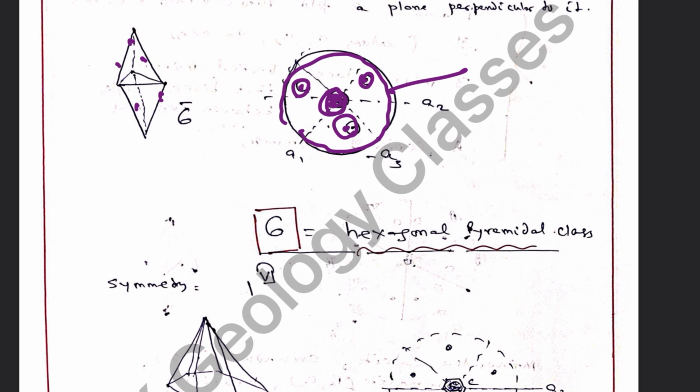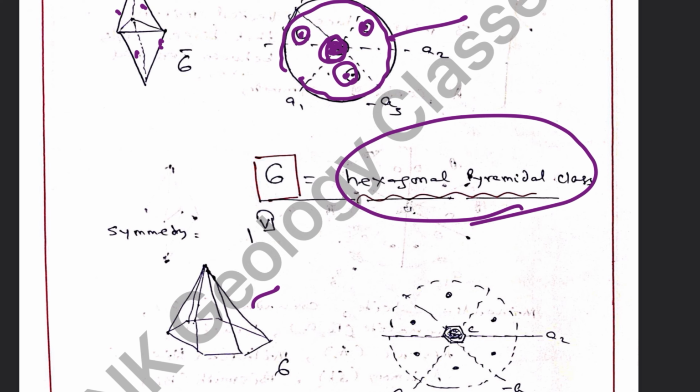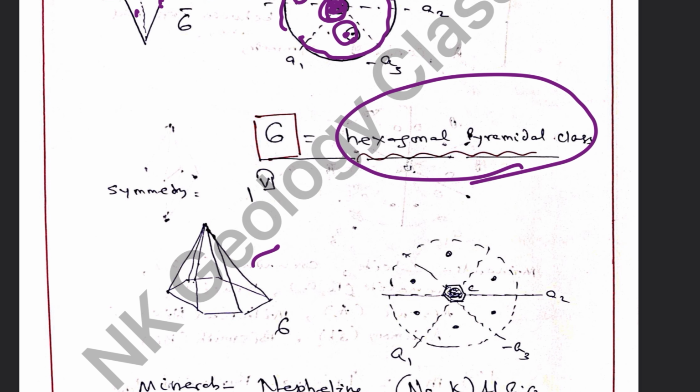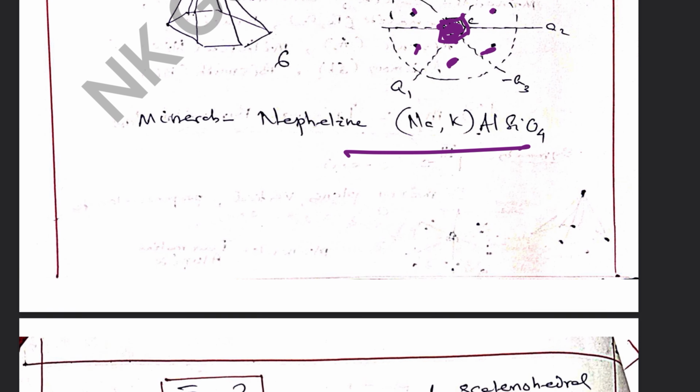Then minerals are rare. In 6 it is simply a 6 faced pyramid, that's why it is called the hexagonal pyramidal class. If there had been faces at the bottom, then it would have been a hexagonal dipyramid, as we find in case of 6 by m. So 6 means only a hexagonal pyramidal class. These are the 6 faces, this is the axis of 6 fold symmetry, and there is no other symmetry element. Common mineral is nepheline.